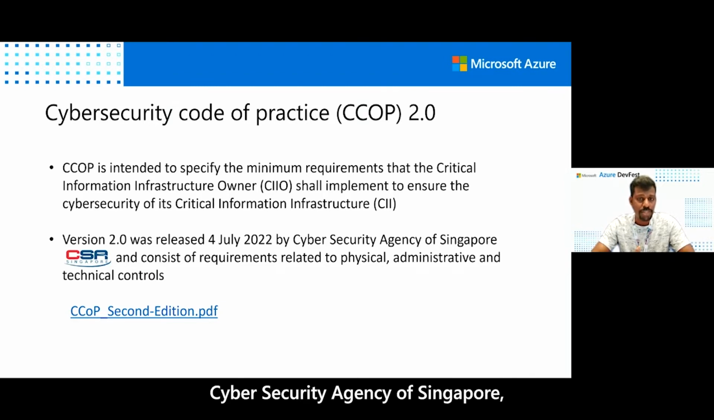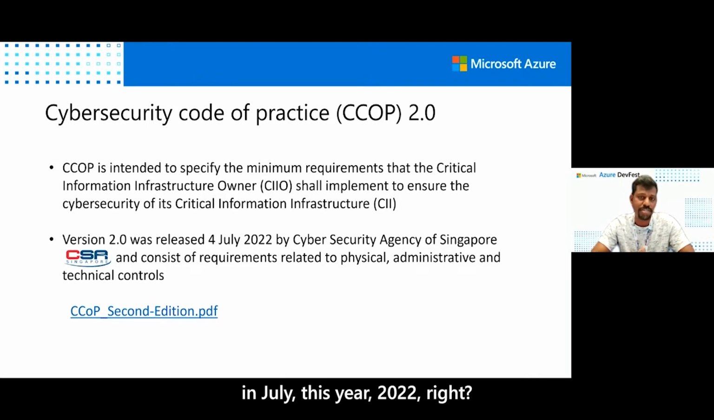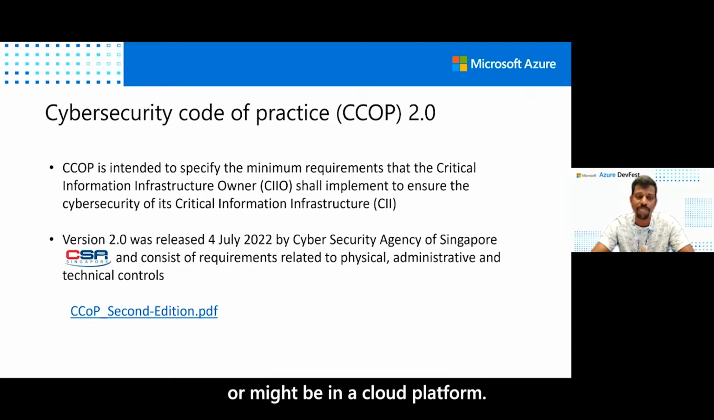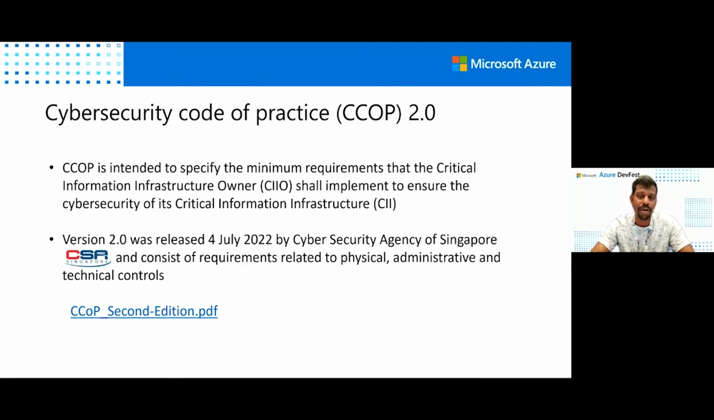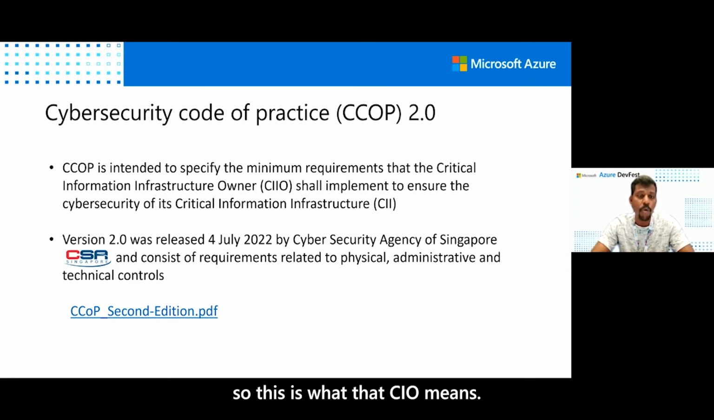The agency, the Cyber Security Agency of Singapore, recently launched the Cybersecurity Code of Practice 2.0 in July this year, 2022. So what does the CCOP mean? All of us as organizations have our own infrastructure running in-house or perhaps in a cloud platform. Some of my workloads are highly critical, and I need to make sure that they are well protected. This kind of infrastructure we call critical information infrastructure, that's what CII means.